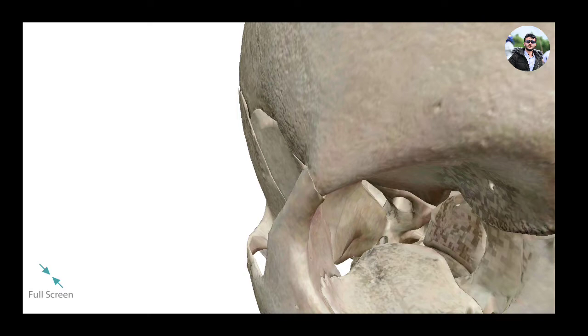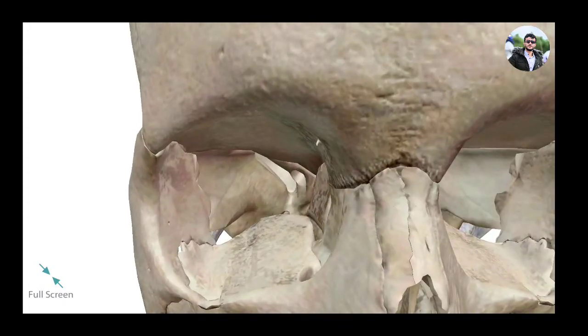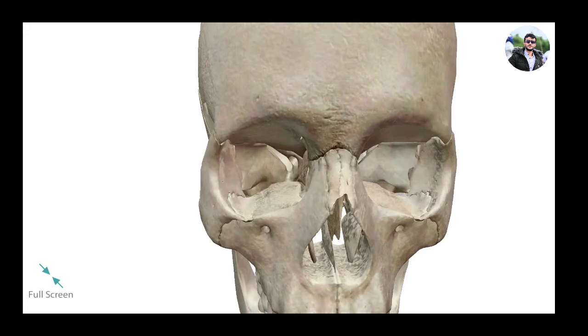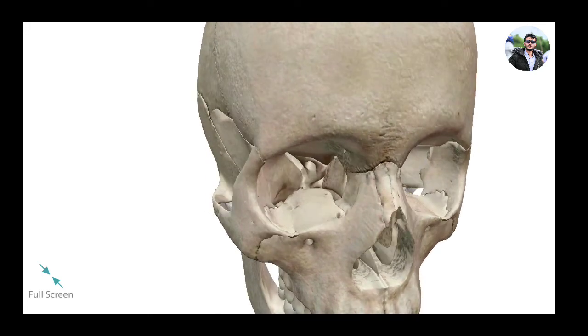This suture, connecting the frontal bone and the zygomatic bone, we will name as we named the previous ones. So we'll name it the frontozygomatic suture. And this suture between the zygomatic bone and the maxillary bone is called the maxillozygomatic suture.